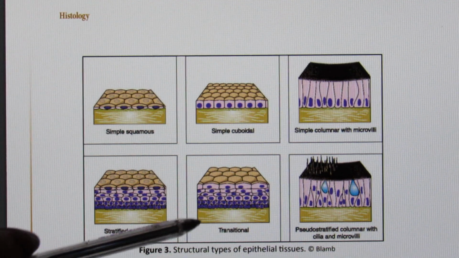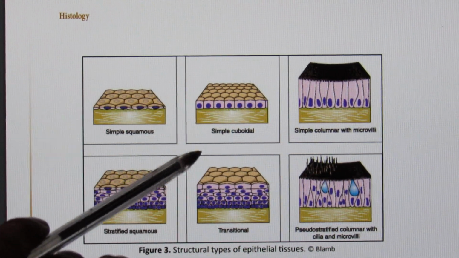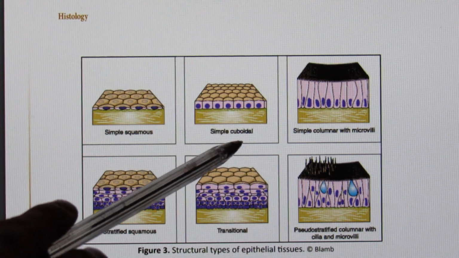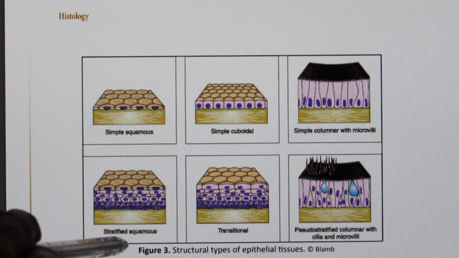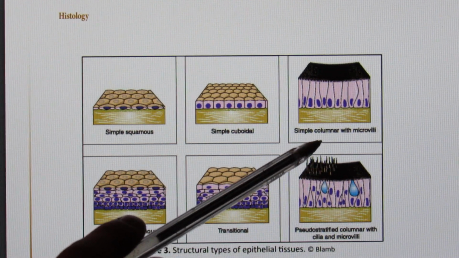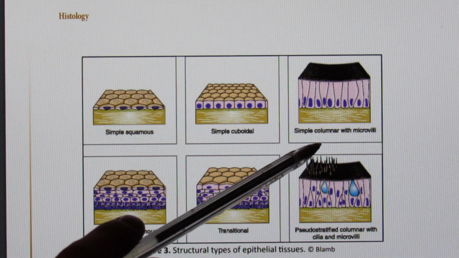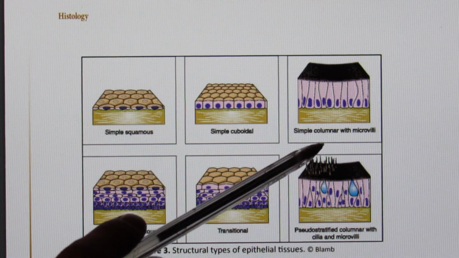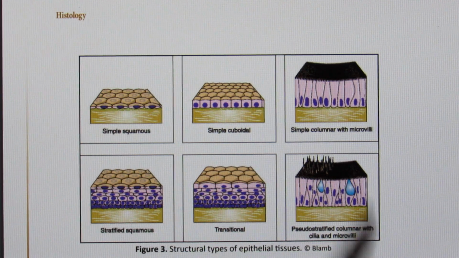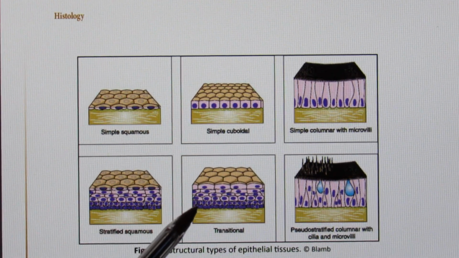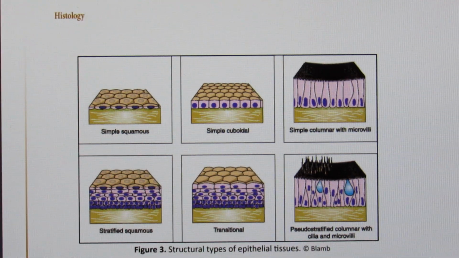The simple cuboidal is very similar, however it is a cubed cell with the nucleus in the center. These secrete proteins and steroids to the body. The simple columnar epithelial is long and skinny cells with the nucleus at the bottom. These are in charge of transporting molecules and ions across the cell membrane.